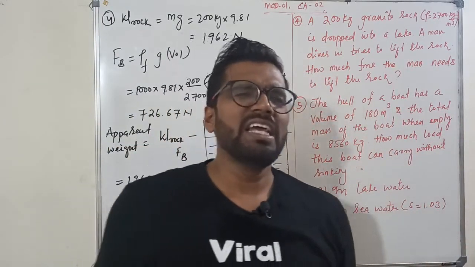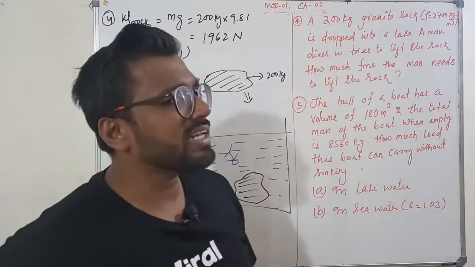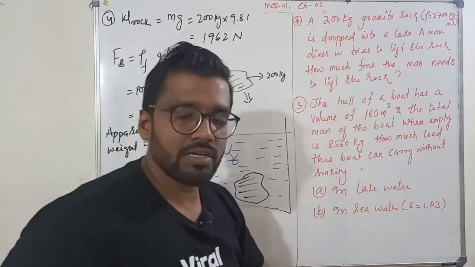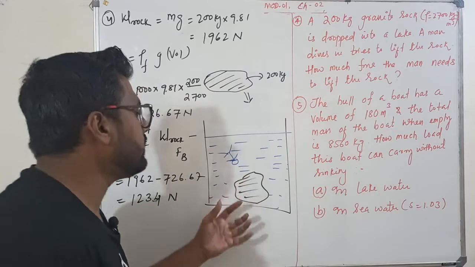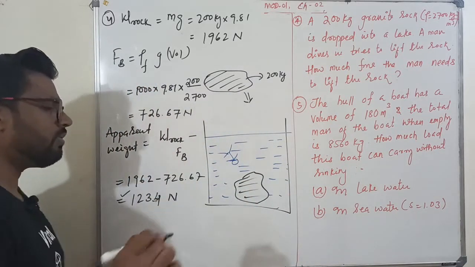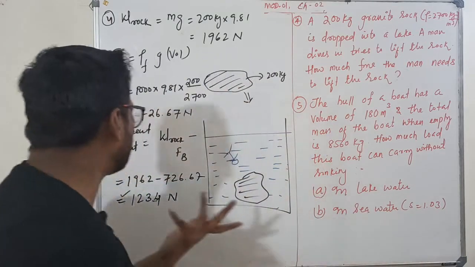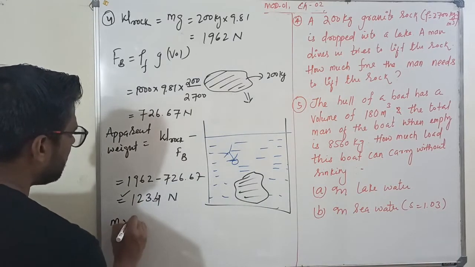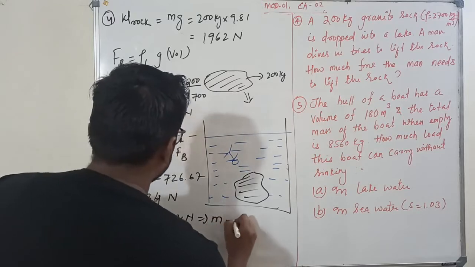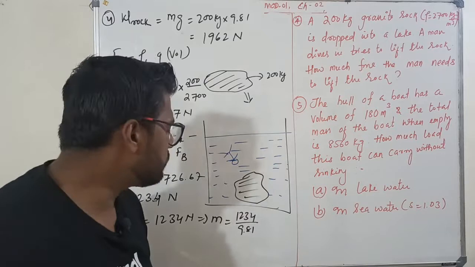But let us say I have applied some trick here. I'll ask now whether the man who has gone that side, who has dived into the water and is trying to lift, can generate 1234 Newton. Or what is the condition for that? Let's go for it. Mass into gravity is 1234 Newton. Calculate mass. How much mass? 1234 by 9.81. Do this.